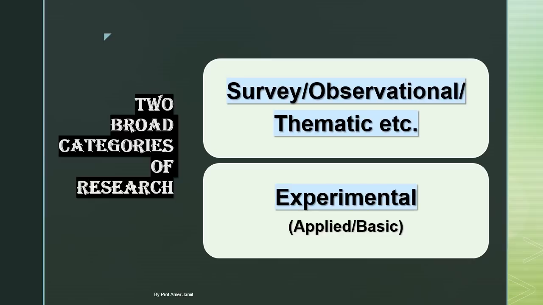Two broad categories of research are survey, observational or thematic research, and the other one is experimental research, in which you perform experiments in the lab or in the field. That includes applied as well as basic research. So it depends on your subject and the interest area, that what kind of research you have done on which you want to write the thesis. But the basic theme or basic principles of writing a thesis are very much similar.